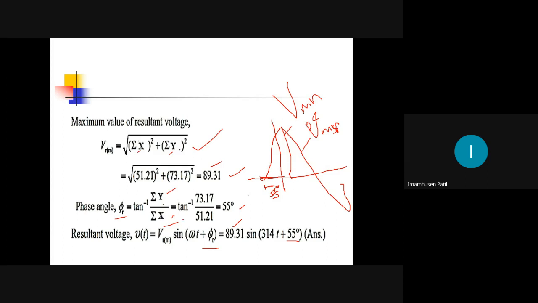This angle is 55. It has started earlier at an angle of 55. The waveform starts before the reference zero, at an angle of 55 degrees. If it is minus 55, then after zero you have to start like that. Is it okay? Is it clear?